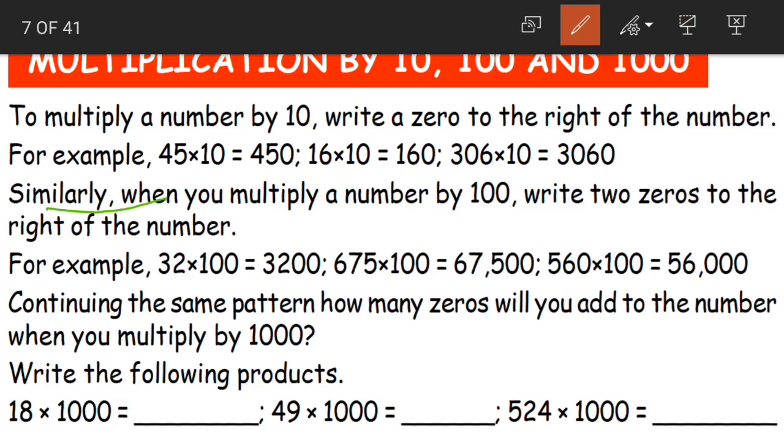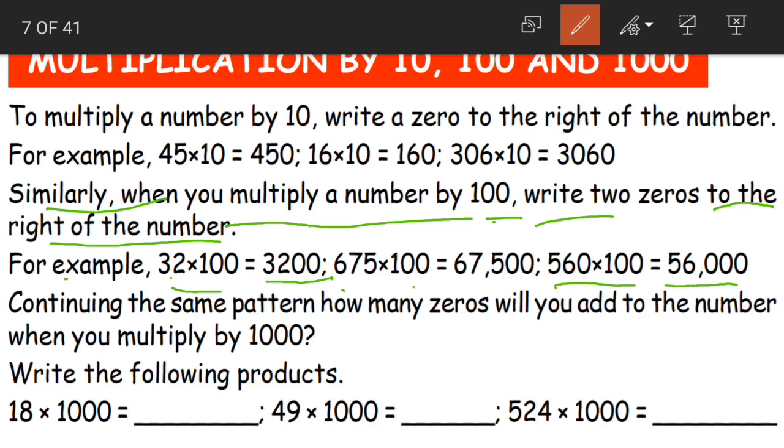Next, similarly, when you multiply a number by 100, write 2 zeros to the right of the number. For example, 32 into 100 is equal to 3200. 675 into 100 is equals to 67,500. 560 into 100 is equals to 56,000.